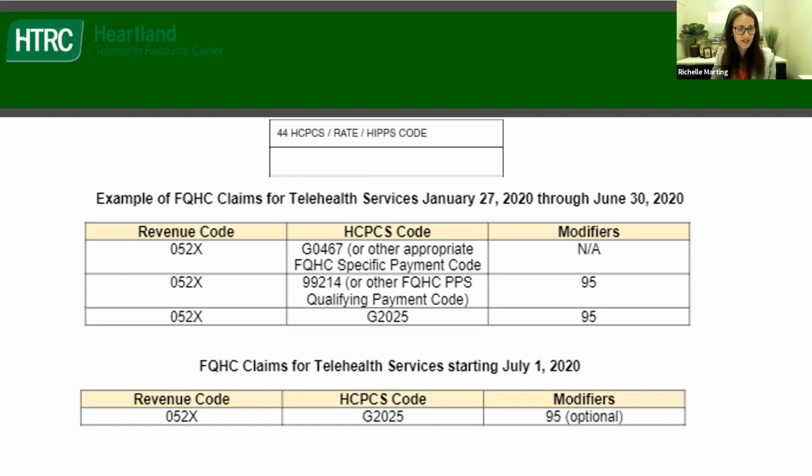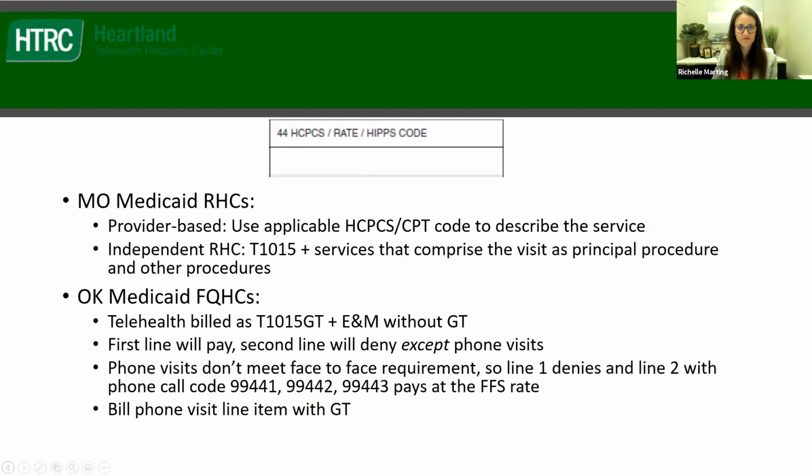Through June 30th last year, we had those 3 rows: the code for our qualifying visit, no modifiers; the code for the service we provided via telehealth, 95; and G2025 saying we were the distant site provider of that service, with a 95. And then the rule that went into effect July 1st, which continues to be in effect so long as FQHCs can serve as distant site providers, is a single row where we have the HCPCS code, and you can but are not required to add a modifier 95 to that.